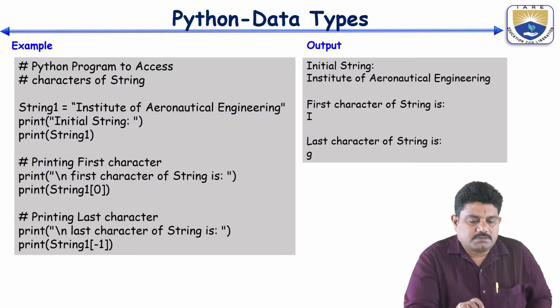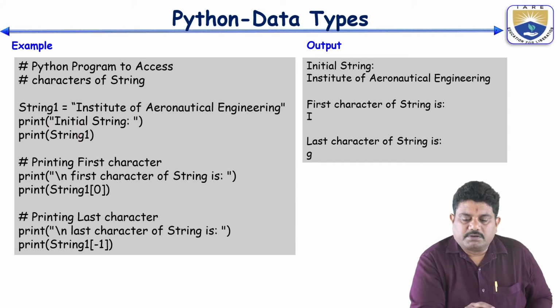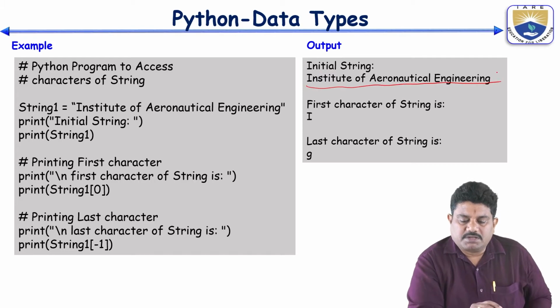This is an example. See here, string 1 equal to Institute of Aeronautical Engineering. So I have stored Institute of Aeronautical Engineering. This is a string, and that string is stored in the string 1 variable. Now I am printing that, print initial string. So print string 1. The initial string, initially Institute of Aeronautical Engineering is printed.